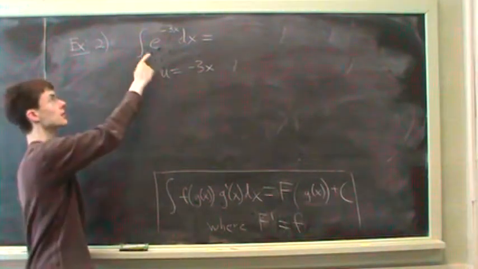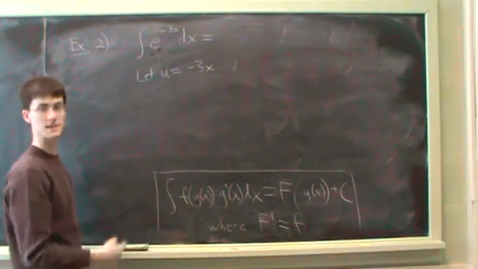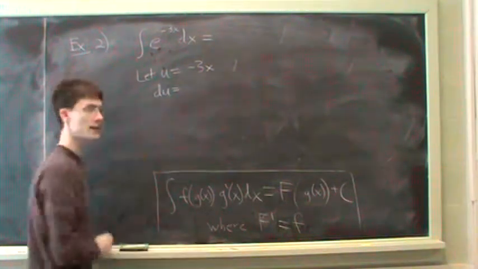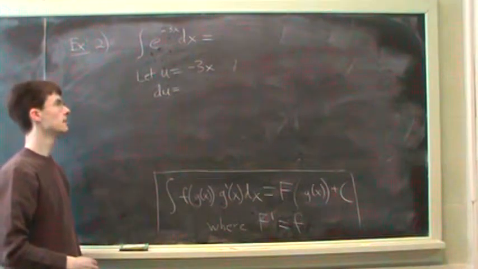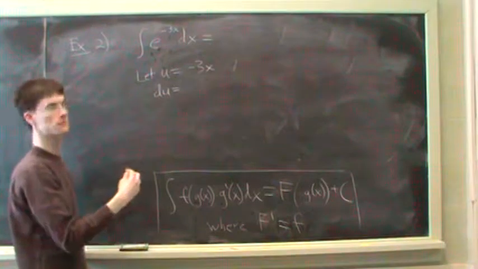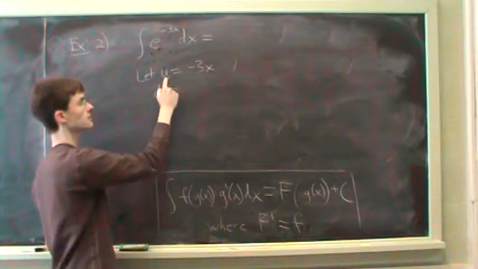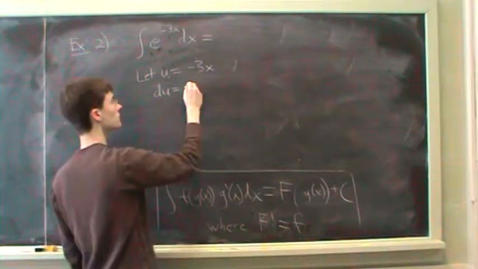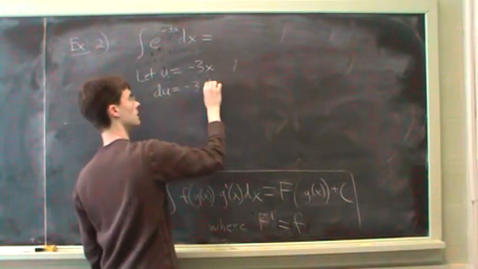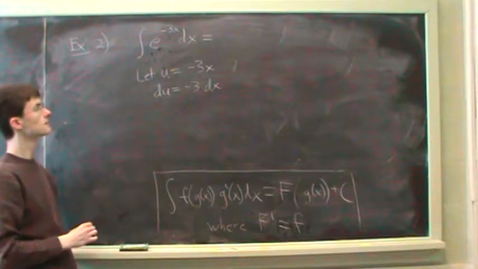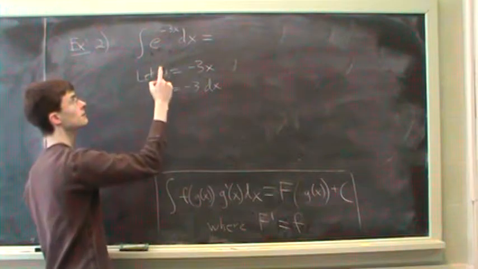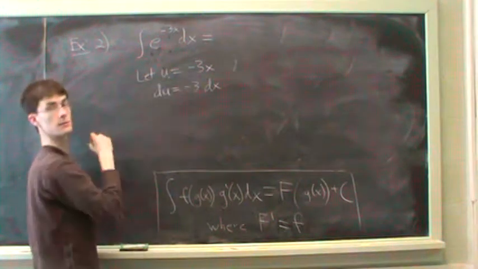And now we're going to try to change this integral from being in terms of x to being in terms of u. And there's a correction term that needs to be brought in, which will be accounted for using the corresponding differential. So du would be minus 3, which is the derivative of this expression, times dx. And now we want to see if we can replace all the x's and dx's with u's and du's.